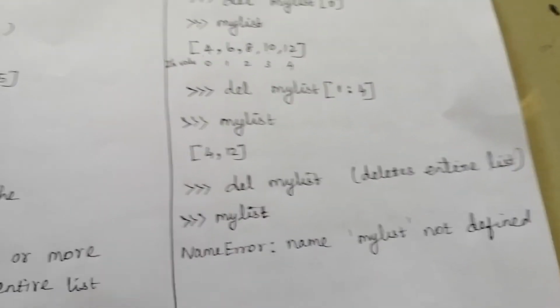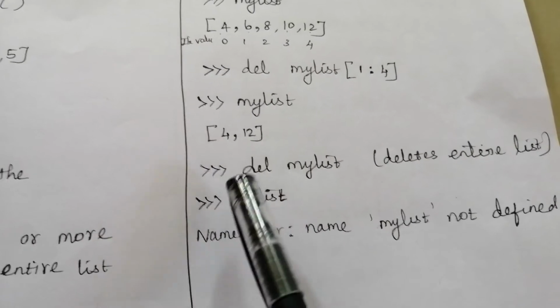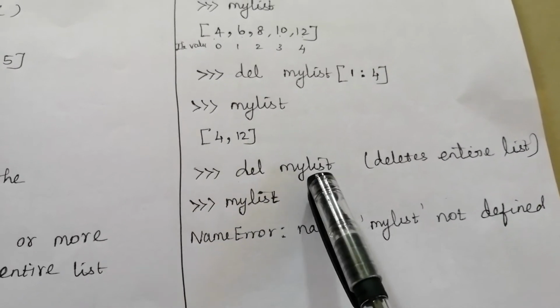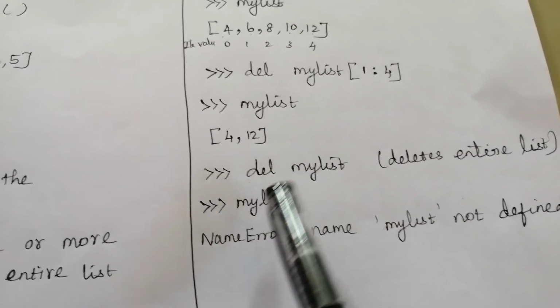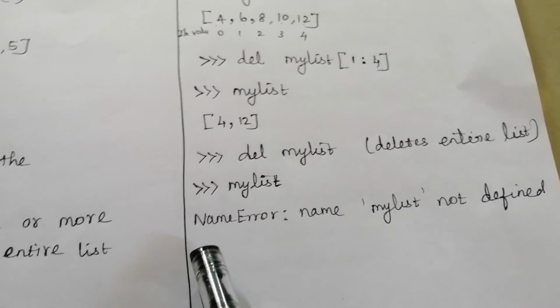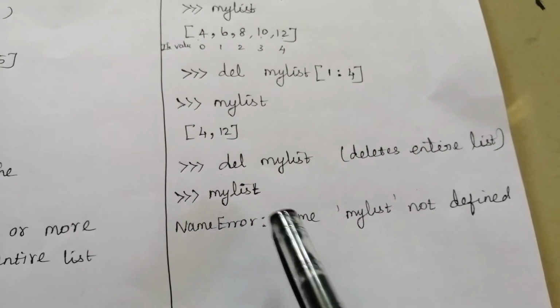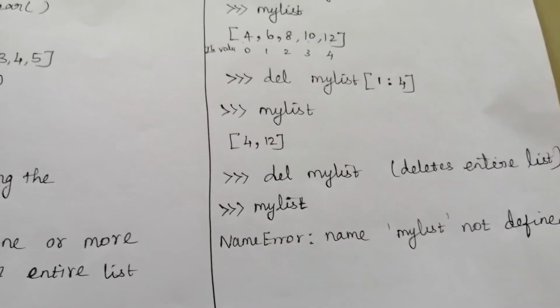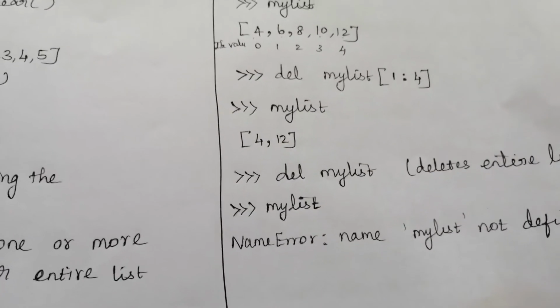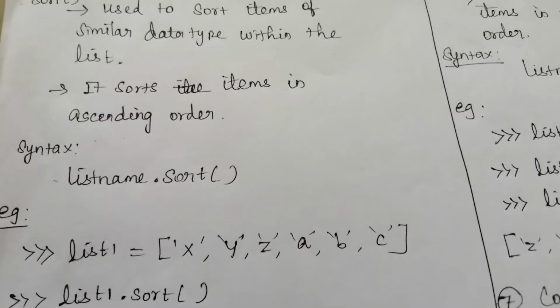That's all. If you want to delete the entire list, you can provide del space list name. Next, we display the output for my list. It displays a name error because we deleted the entire list. Name my list is not defined. This is the error message shown to the user. Okay, so this is about removing as well as deleting items from the list.